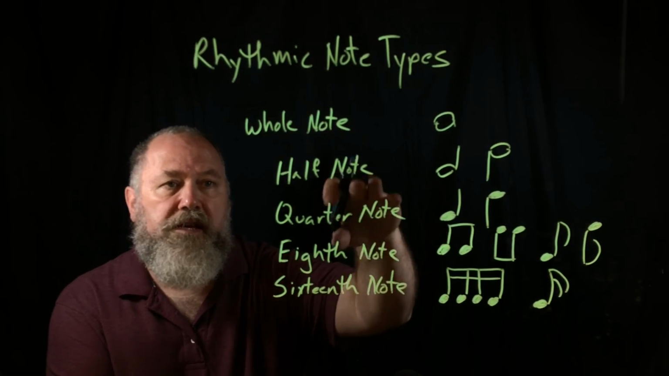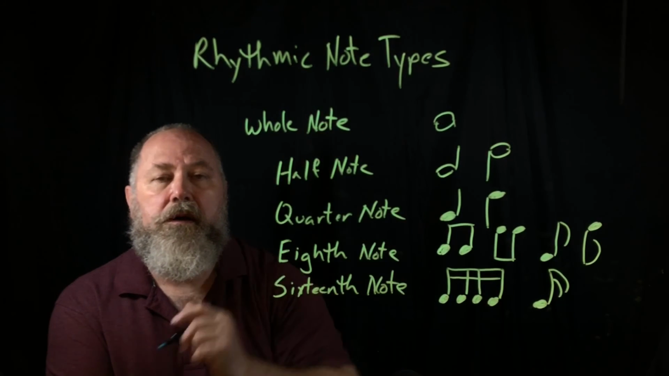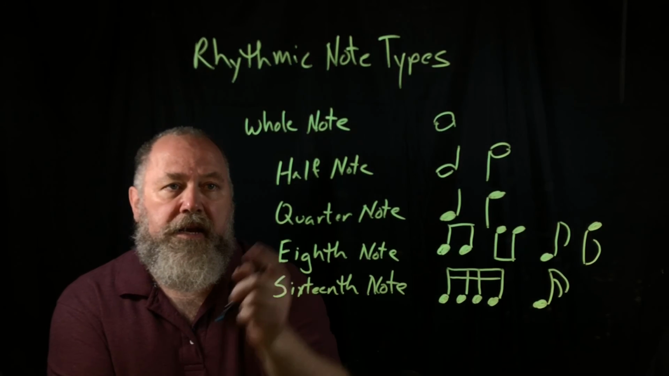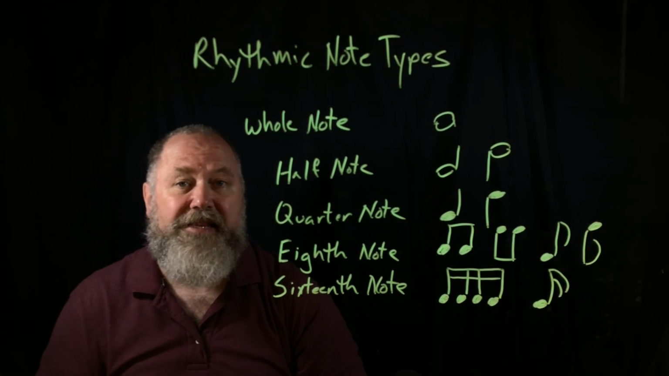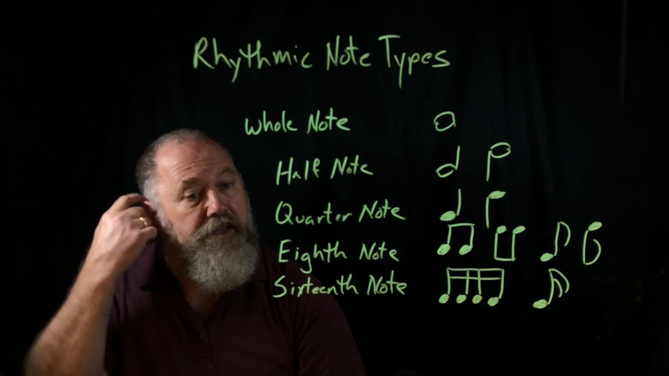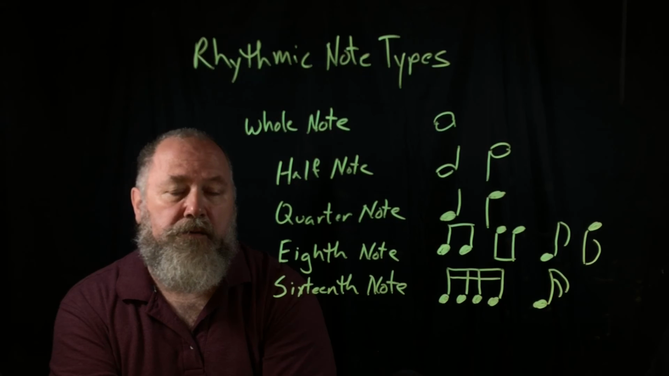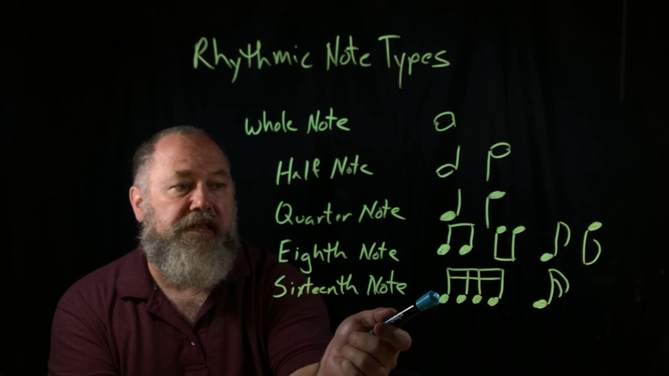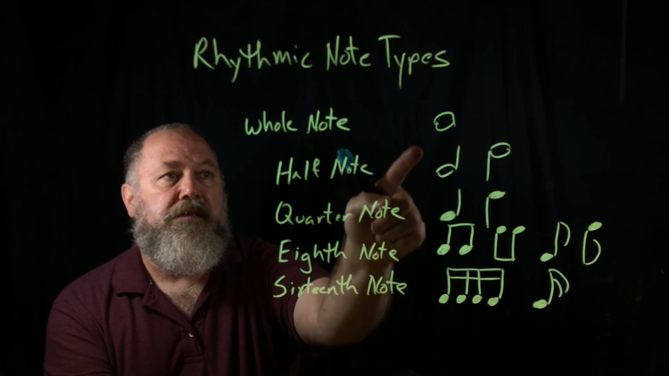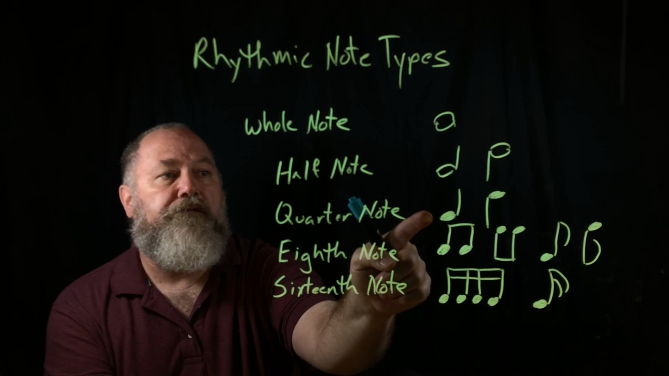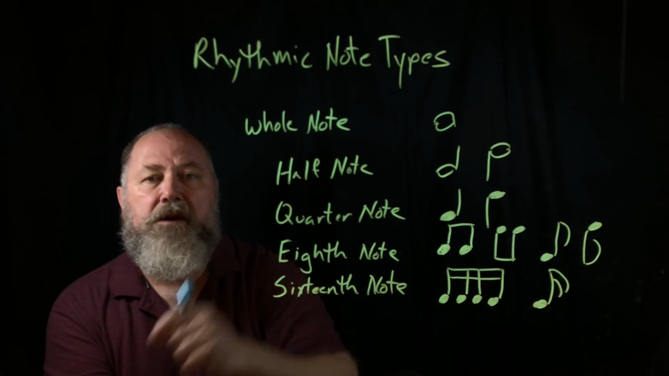So all of these different note types all relate to the whole note. And each of their fractional names doesn't have anything to do with the number of beats they get. It has everything to do with what portion of a whole note it equals. So 16 of these equal 1 of those. 8 of these equals 1 of those. 4 of these equals 1 of those. 2 of these equals 1 of those.